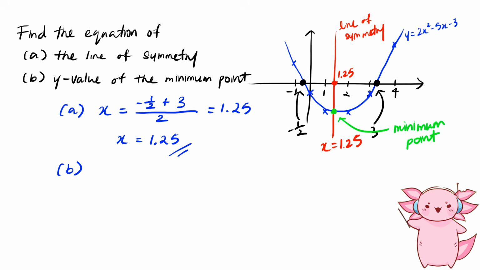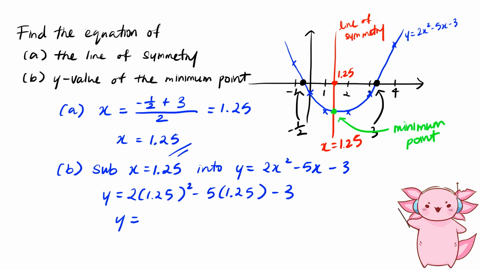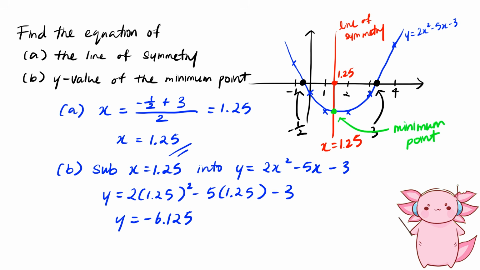The minimum value is this point over here, and it actually occurs at the line of symmetry. So we just sub in x is equals to 1.25 into the original quadratic equation, and we get the value of y is equals to negative 6.125, which is the coordinates of the minimum point.